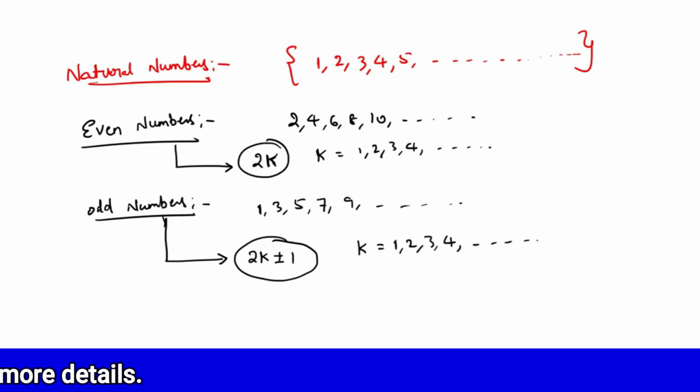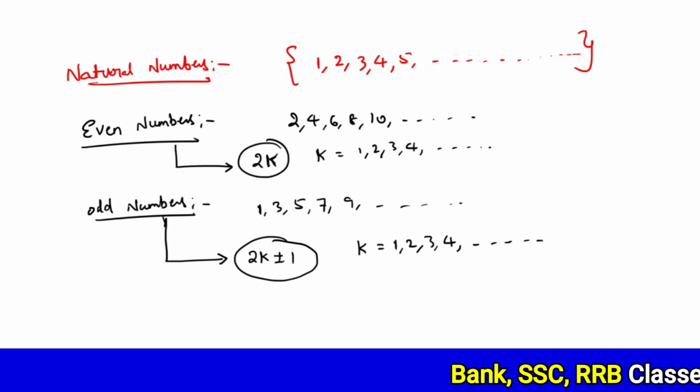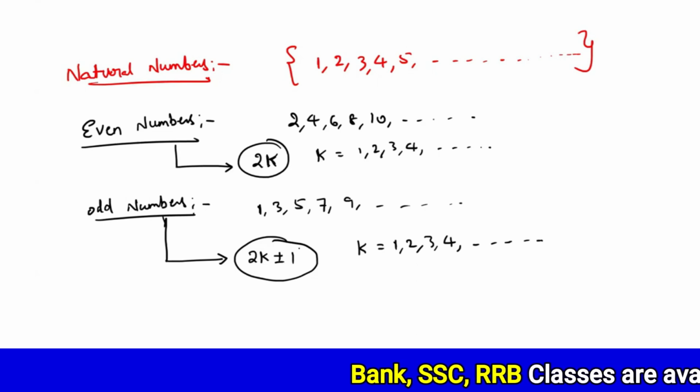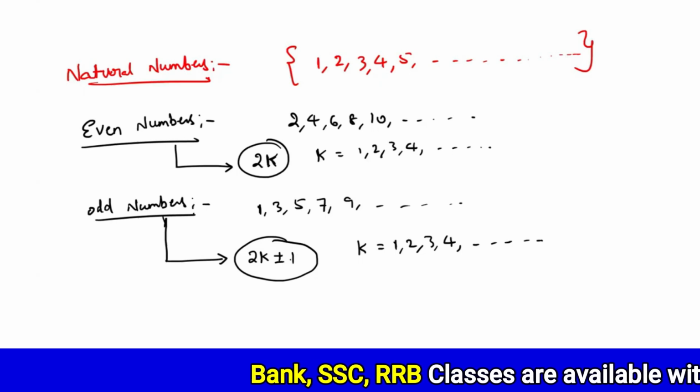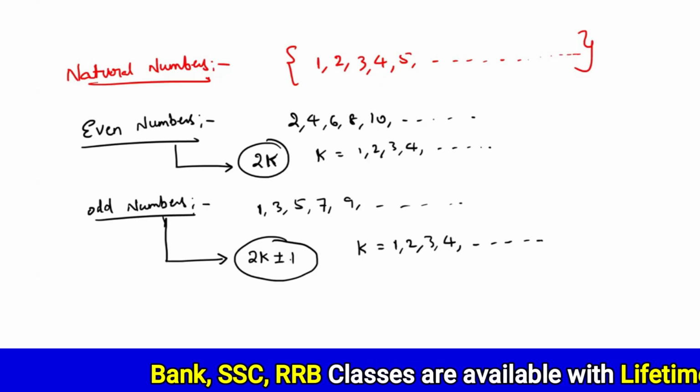1, 2, 3, 4, and so on. If you take the value of k as 1, 2 minus 1 will be 1. 2 into 2 is 4, 4 minus 1 will be 3, or else 4 plus 1 will be 5. So this is the general representation for even numbers and odd numbers.